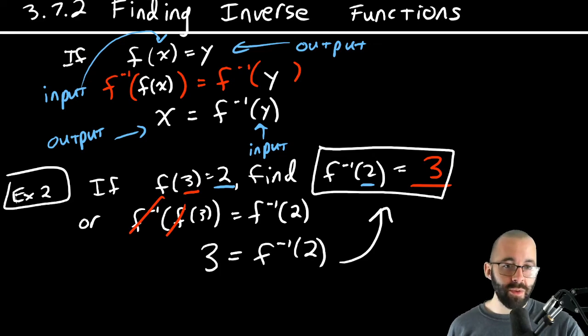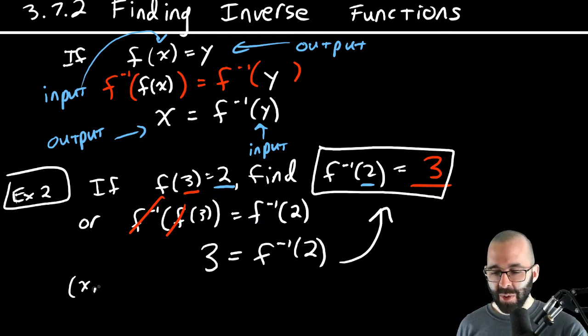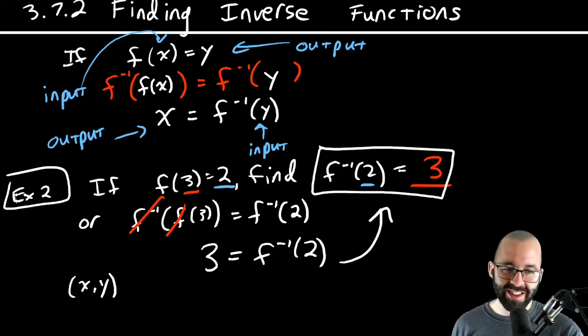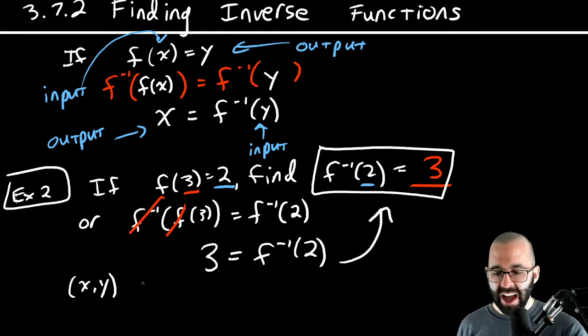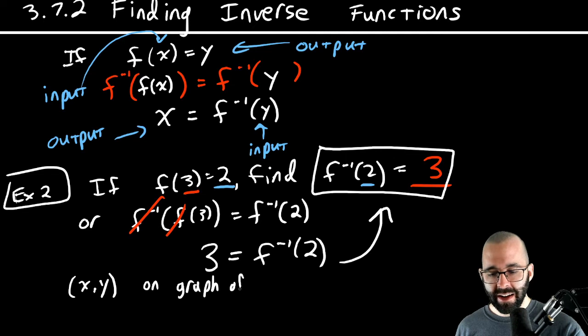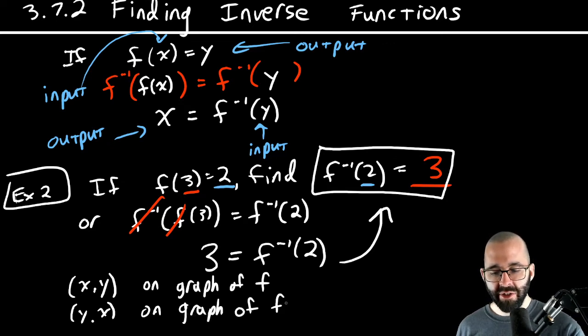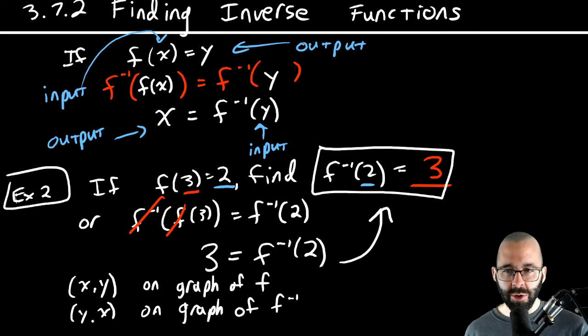And later on, when we talk about graphing, I'm getting a little ahead of myself, but I'm getting a little excited. You don't necessarily have to write this down. This is the next video. If x, y is on the graph of f, then y, x is on the graph of f inverse. We're switching inputs and outputs. We're switching x's and y's.